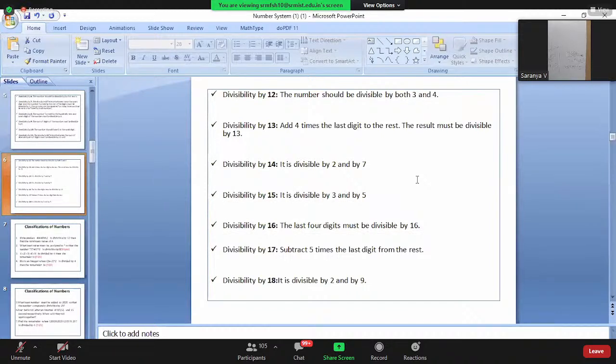And for 16, you can guess 2 power 4. So last 4 digits. Okay. And 17 also same like 7. So it's better we can divide and check. And for 18, same like 3 and 9, but it should be an even number. For example, 36, you have to find the same sum, but that should be an even number. Got it?